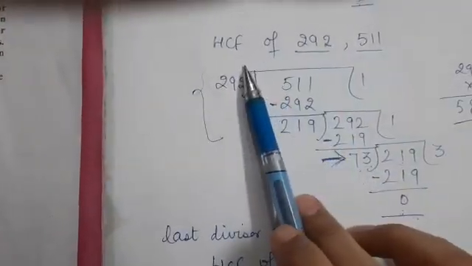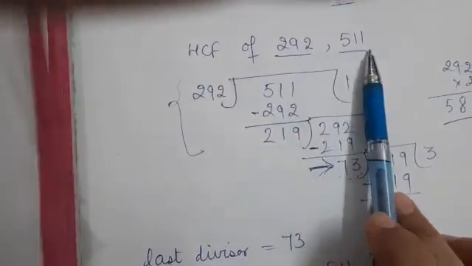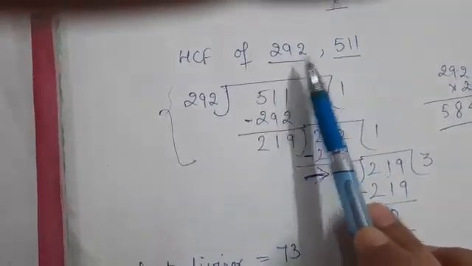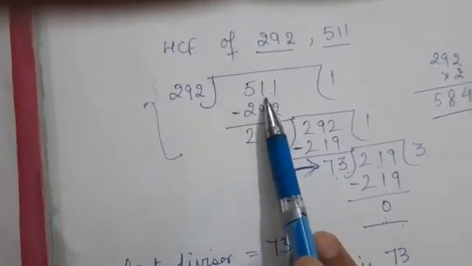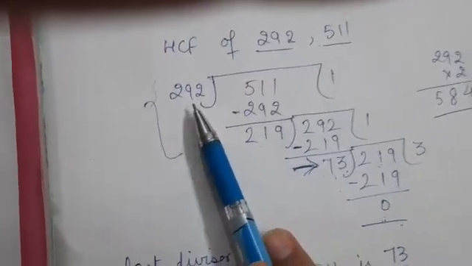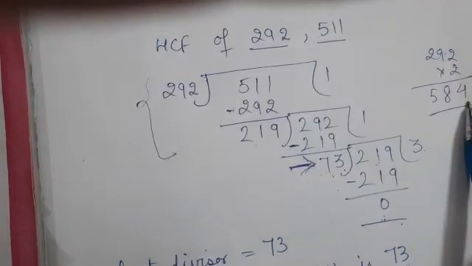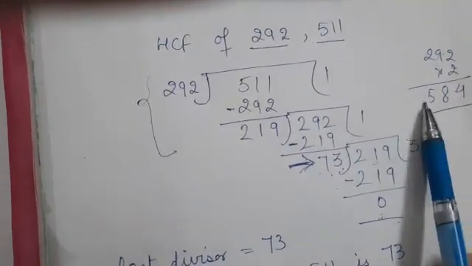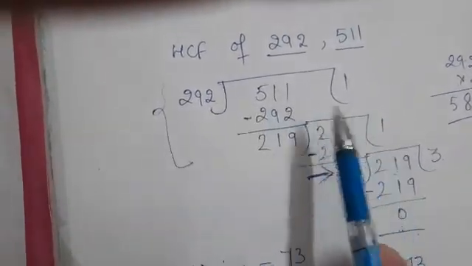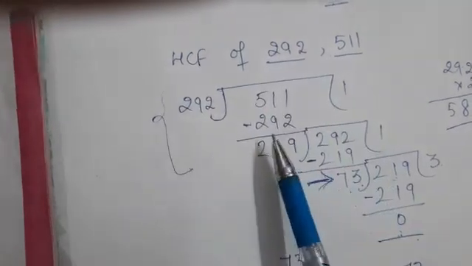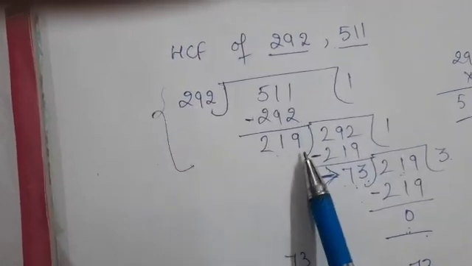Now look at the second example. We are going to find out HCF of 292 and 511. As these numbers are big, I am going to use long division method to find out HCF. Divide the bigger number by the smaller number first. 292 ones are 292. 292 twos are 584. As 584 is bigger than 511, so I'll divide by 1. 292 ones are 292. Now subtract. By subtracting we'll get 219.